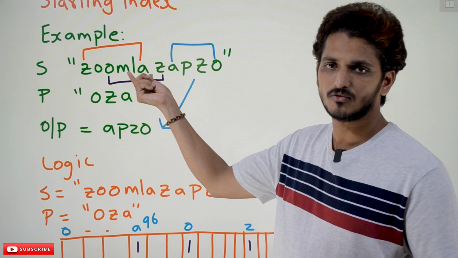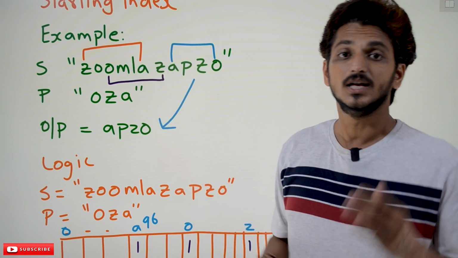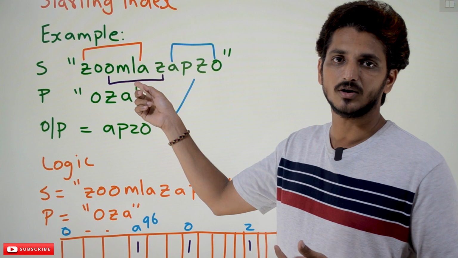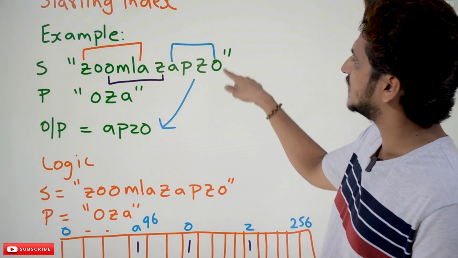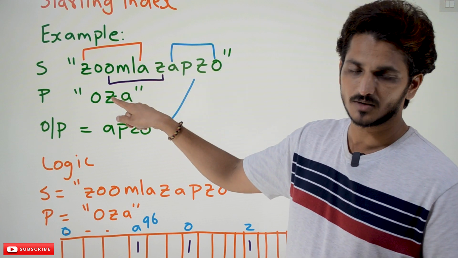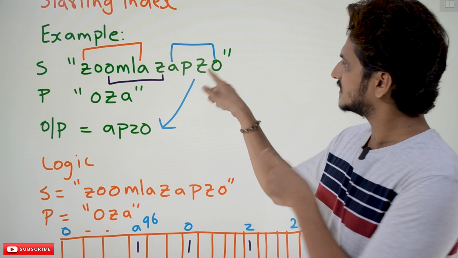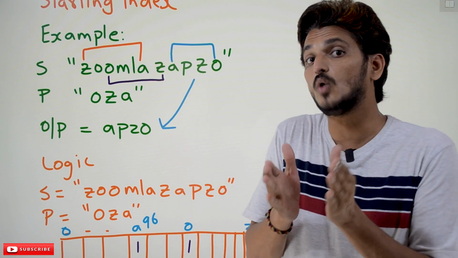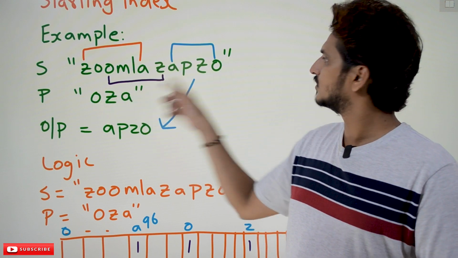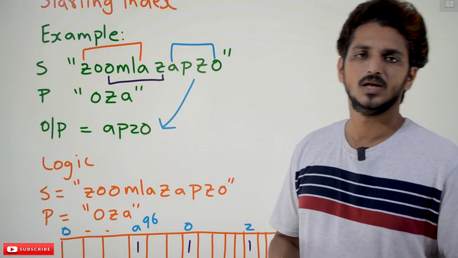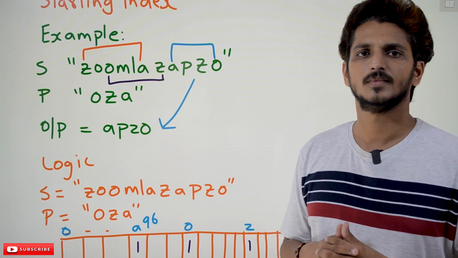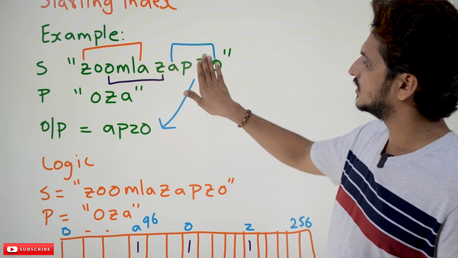What is the size of this window? 5. What is the size of this orange color window? 6. Which one is the shortest one? This 5 is the shortest one. And we have one more window, APZO. This contains A, Z, O. All the characters present in P are present in this window. What is the size of this window? 4. So we need to identify the minimum window that contains all the characters of P. So the output is APZO. If no such window exists, you have to return an empty string or -1. Here it exists, so we are going to display this.